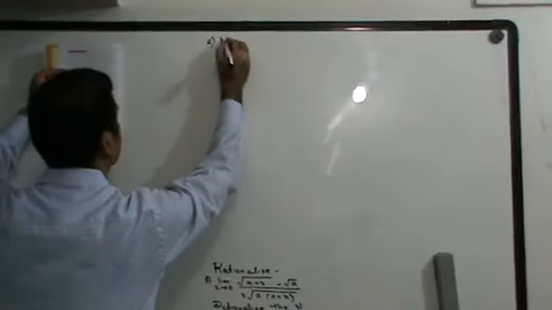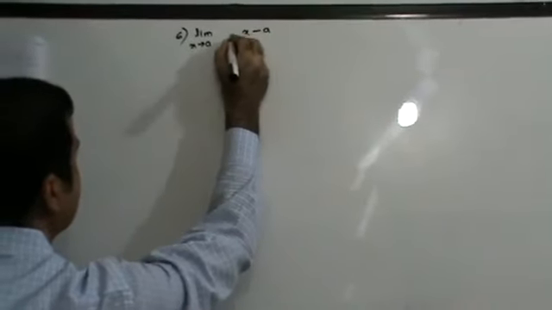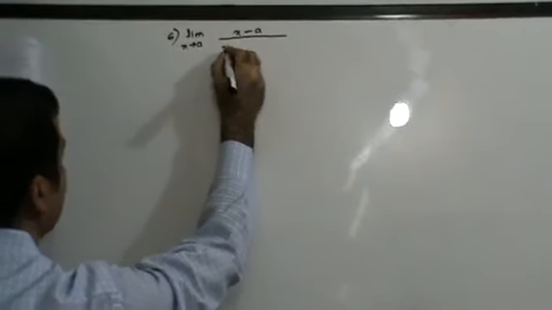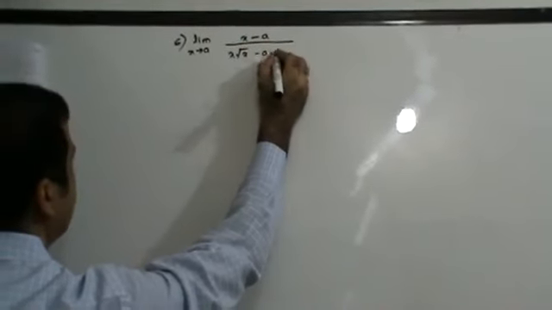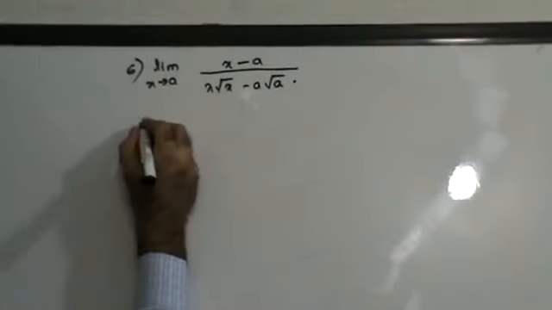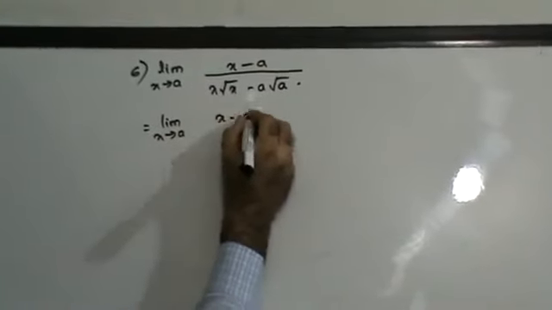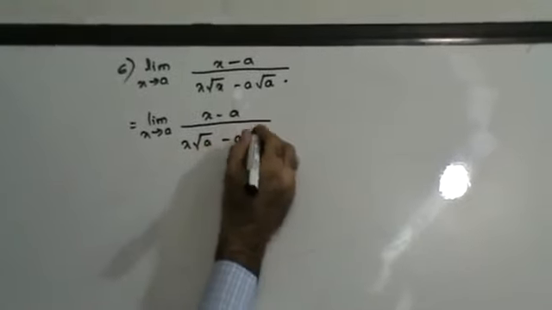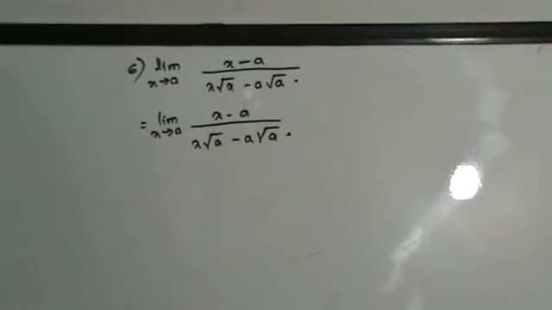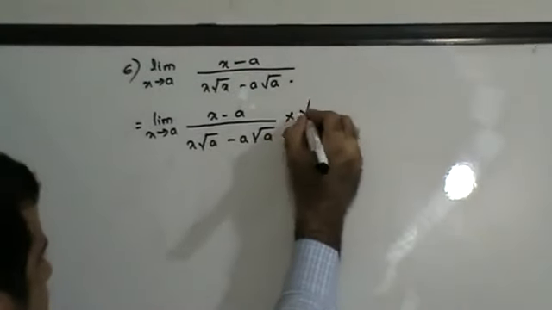Limit of x tends to a, x minus a upon x root x minus a root a. Same method, guys. All we need to do is just rationalize. Limit of x tends to a, x minus a upon x root x minus a root a. What am I going to do here? I am going to rationalize the denominator here, people. So let's rationalize the denominator.